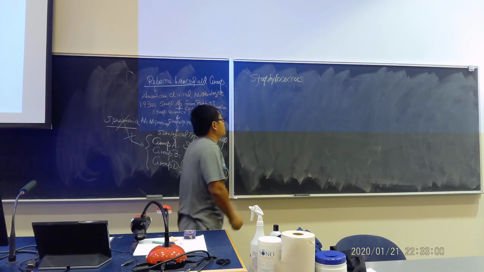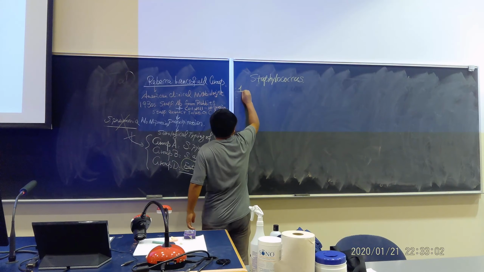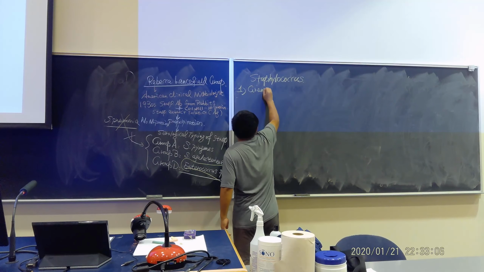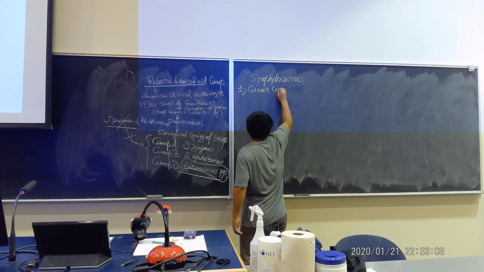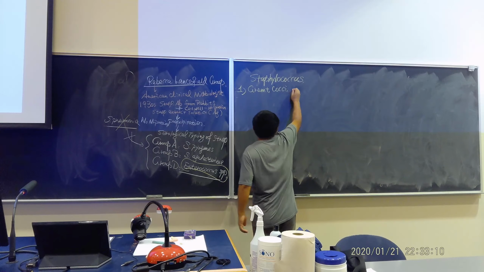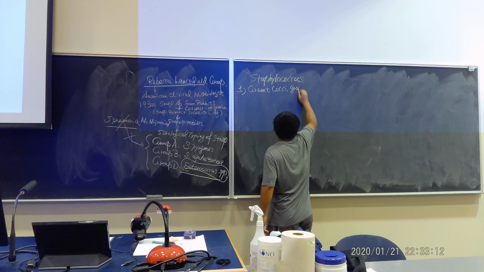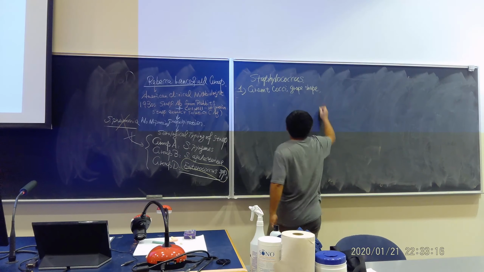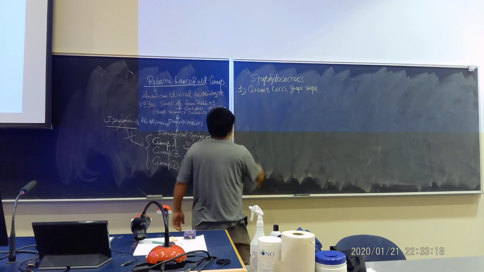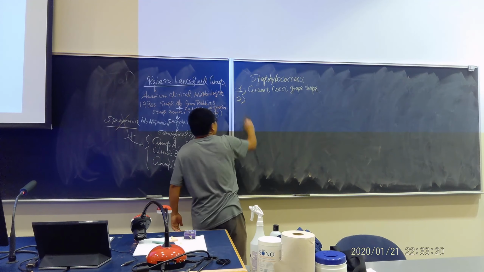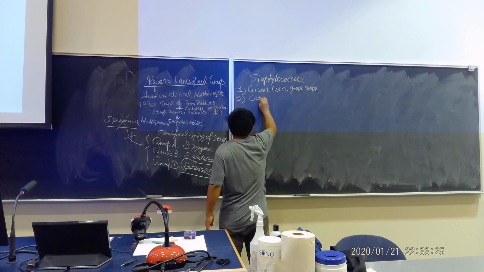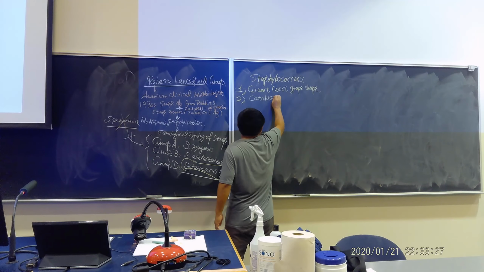Okay, Staphylococcus. Number one, Staphylococcus is gram-positive. We already know, we did it lots of times. Cocci shape and grape-like clusters. This is the first of it. Second thing, this pathogen is catalase test positive.